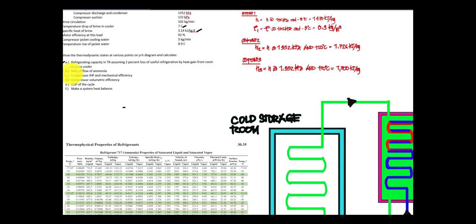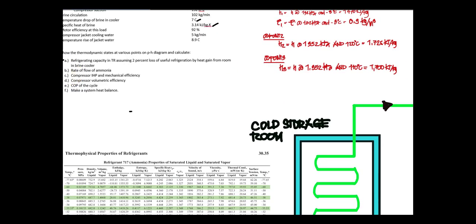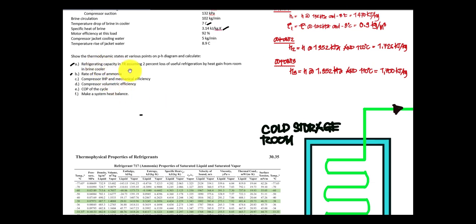Today we will resume from the calculation that we had last time. So going back, we are required to determine the refrigerating capacity in tons of refrigerant, assuming a 2% loss of useful refrigeration by heat coming from the room and the brine cooler. So let's try to solve that one.